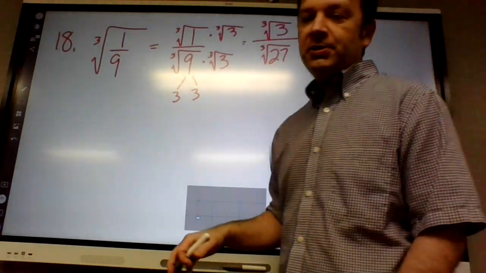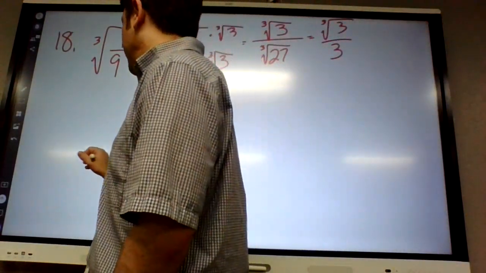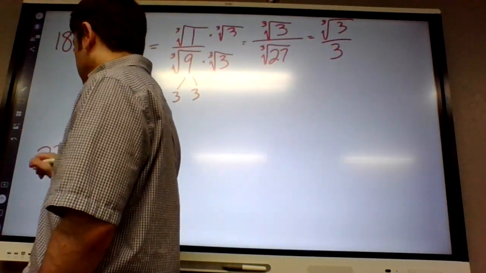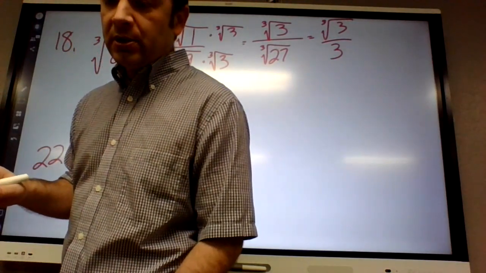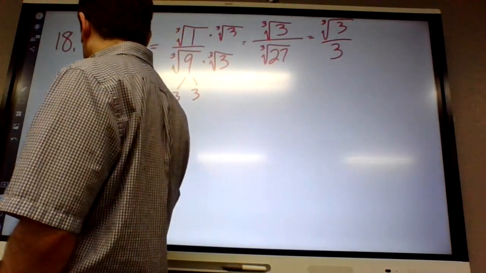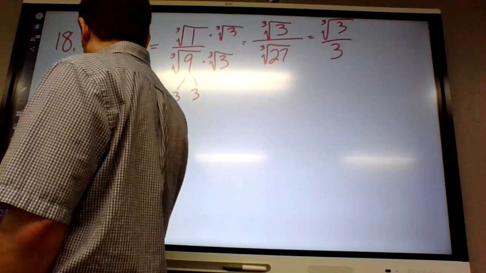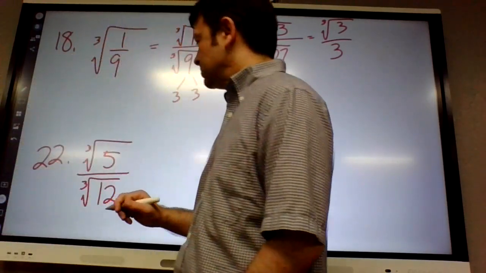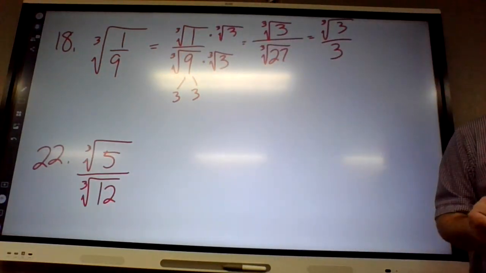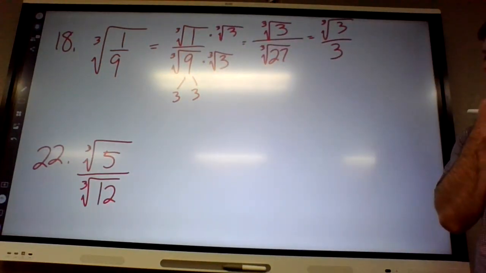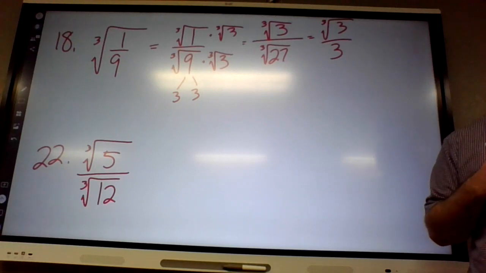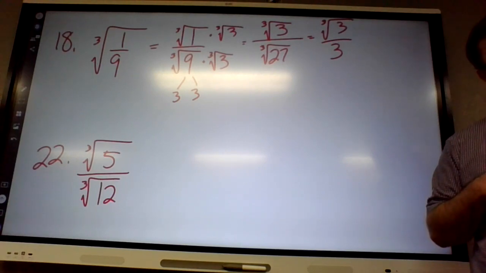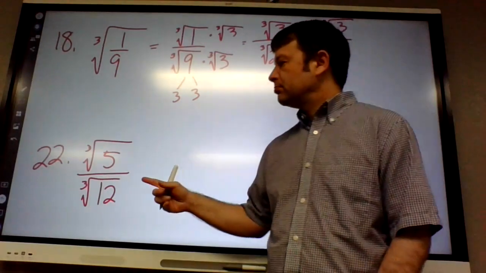Okay, 20 is easier than 22, so I'll help you guys with 22. Cube root of 5, cube root of 12. Does this one reduce any? 5 and 12? No, it doesn't. But 3 can something? Are we not supposed to put the 12 in? Don't do it.